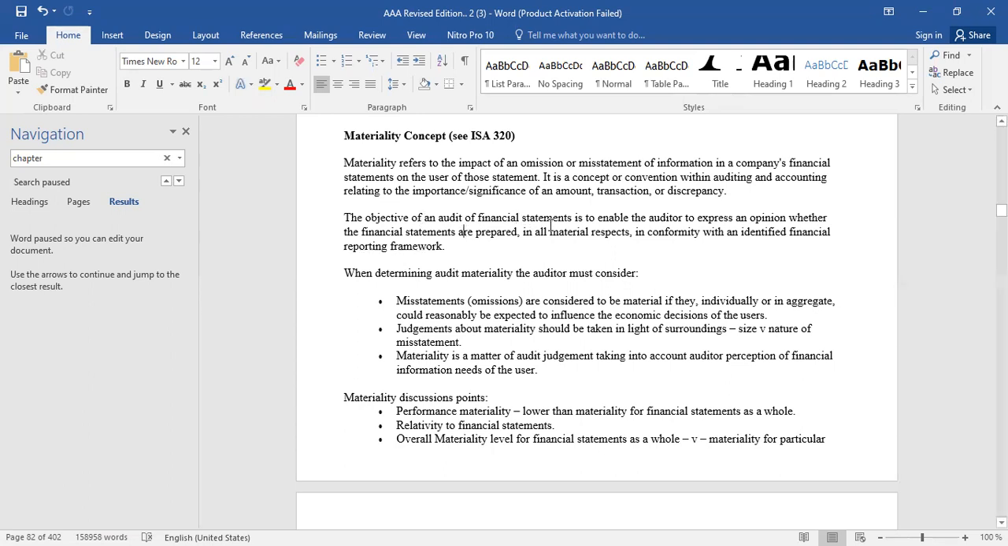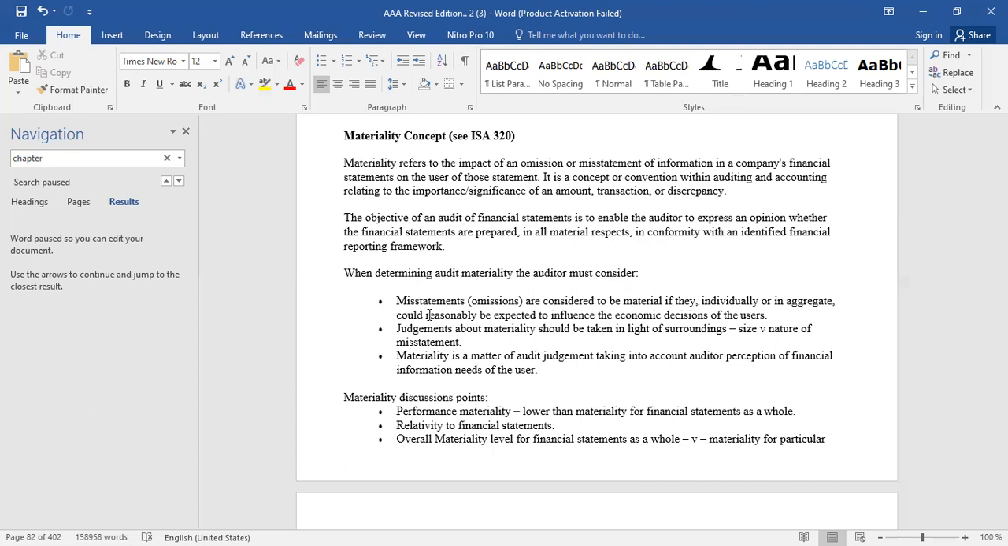The objective of an audit of financial statements is to enable the auditor to express an opinion whether the financial statements are prepared in all material respects in conformity with an identified financial reporting framework. When determining audit materiality, the auditor must consider the following. So when you are trying to look at materiality in terms of audit, you need to look at the following. Number one, misstatement or omission.